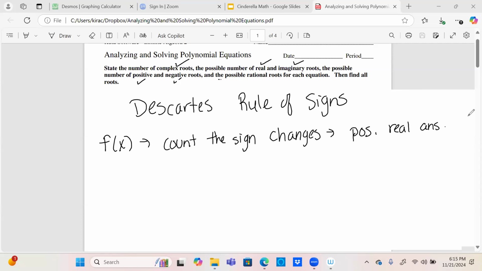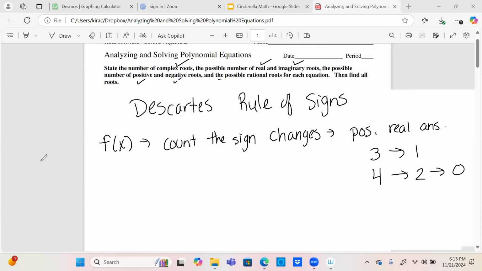And then you decrease it by an even number. So like if you get 3, subtract by 2, it could also be 1. If you get 4, subtract by 2, it could be 2. Subtract by 2, could be 0. So it's that number of sign changes and then decreased by an even number. Okay, and this will make more sense once we get into it. Well, I'll do an example actually.